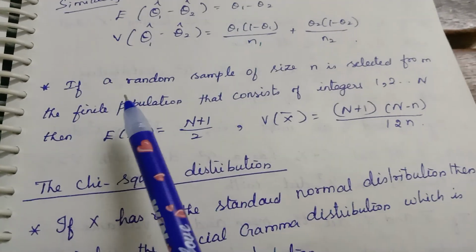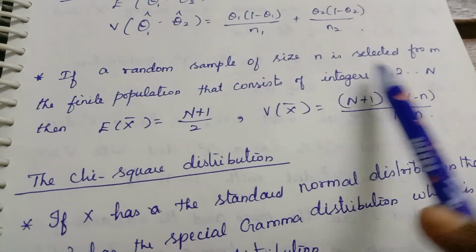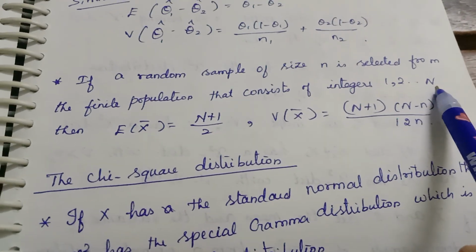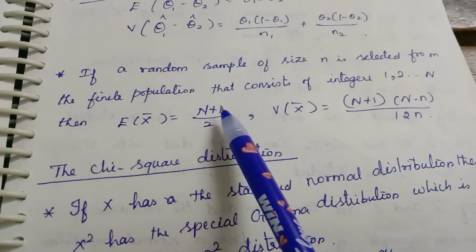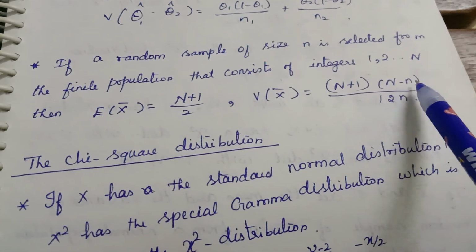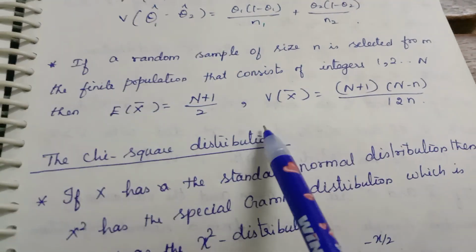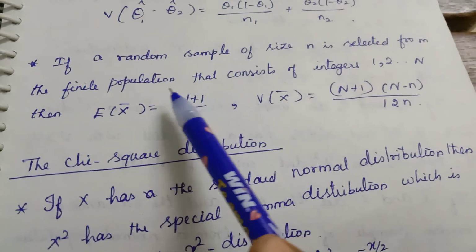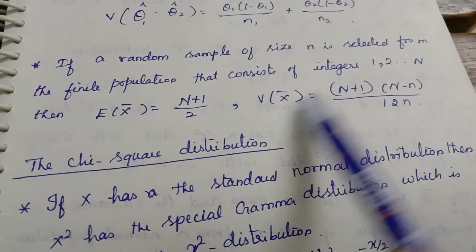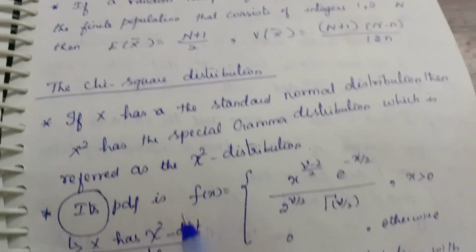Next, if a random sample of size n is selected from a finite population that consists of integers 1 up to N, then expectation of x bar is equal to (N plus 1) by 2 and variance of x bar equals (N plus 1) into (N minus n) by 12n. This is a particular case. So we select integers 1 to N, and for that the expectation and variance are given here.